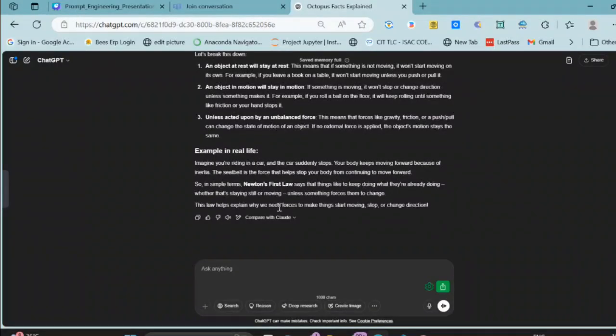It provides a real-time example as well. Imagine you are riding in a car and the car suddenly stops. Your body keeps moving forward because of inertia. The seat belt is the force that helps stop your body from continuing to move forward. So in simple terms, Newton's first law says that things like to keep doing what they are already doing, whether they are staying still or moving. Based on the action, the environment will change. This is the role based example.